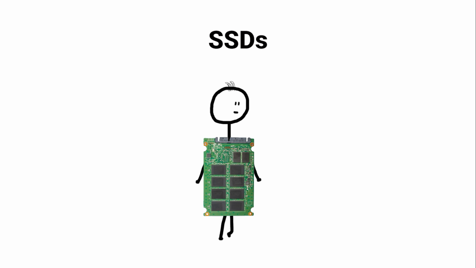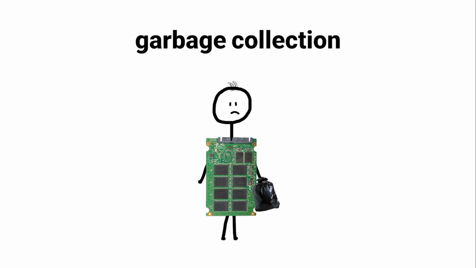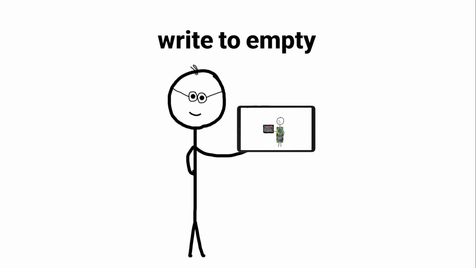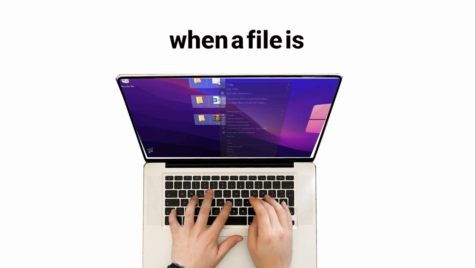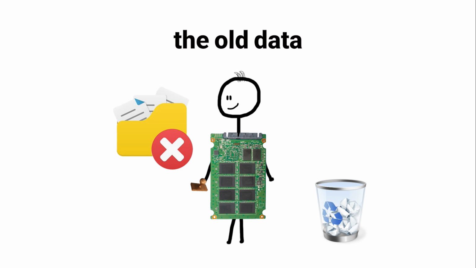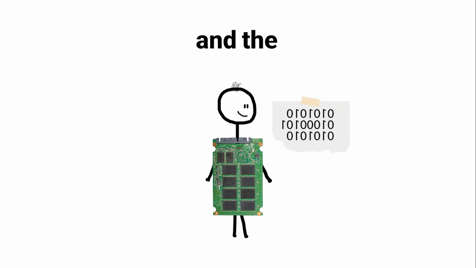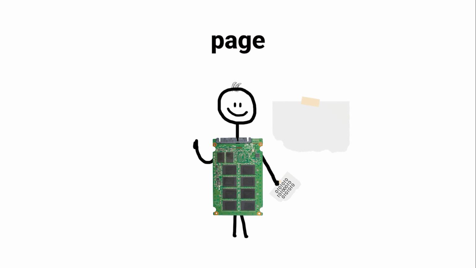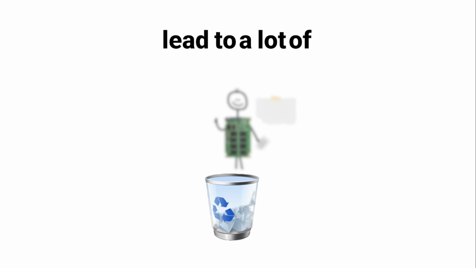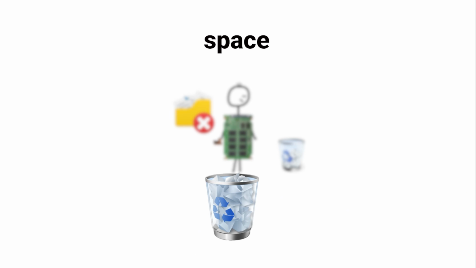Another trick SSDs employ is called garbage collection. Remember how SSDs can only write to empty pages? Well, when a file is deleted or modified, the old data isn't immediately erased. It's simply marked as invalid, and the new data is written to a different page. Over time, this can lead to a lot of garbage data taking up space on the drive.